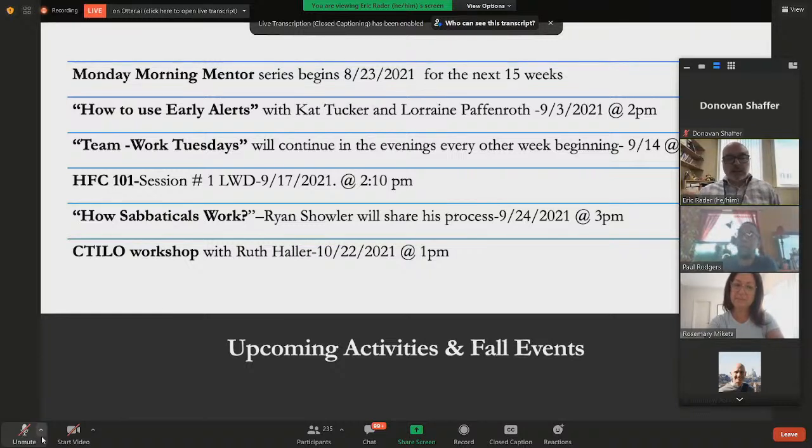And then the last planned event, but we have lots of other things that we'll be adding to the calendar, is a workshop on the focused ILO for the year. ILOs are institutional learning outcomes. And you'll probably hear more about that in the CASEL presentation. Ruth Howler, who's one of the co-chairs of CASEL, will be facilitating a workshop about the focus of critical thinking and information literacy, which is our focus this year. You'll hear more about that as the fall goes on, but we have a workshop on October 22nd.